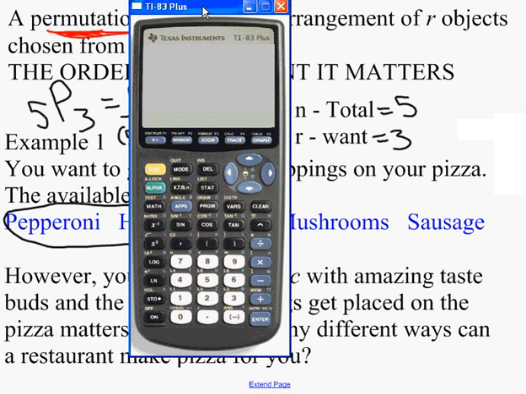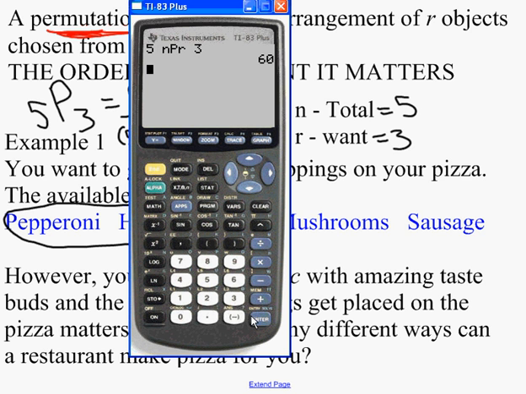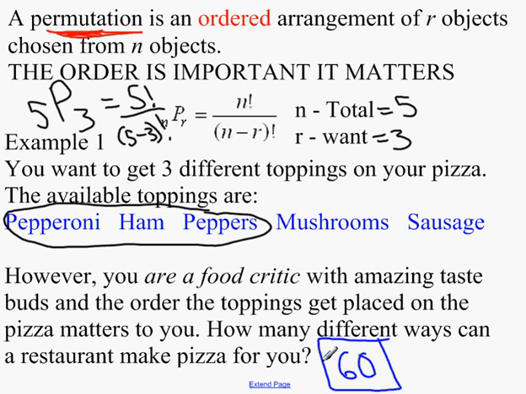So what you're going to do is you're going to press 5 first. Then you're going to go to math. You're going to go to probability. And you're going to press number 2 or pick nPr. And then you're going to write 3. So 5 nPr 3. And there's 60 ways that they can make pizza for this food critic. 60 ways.